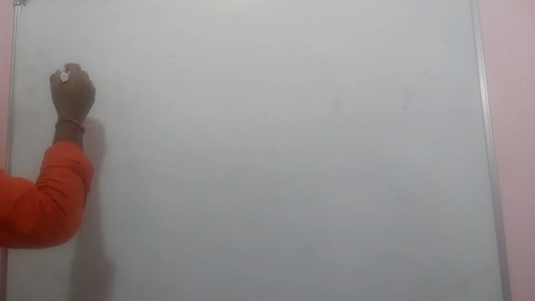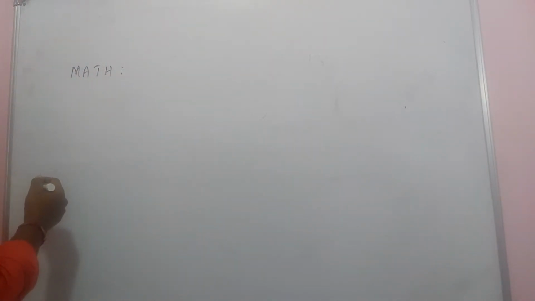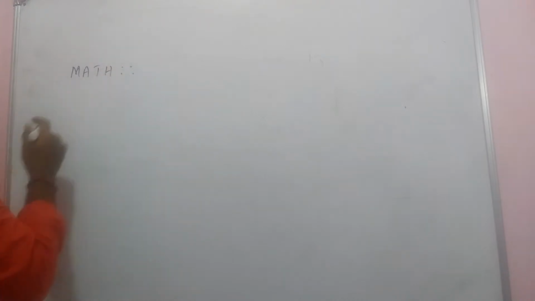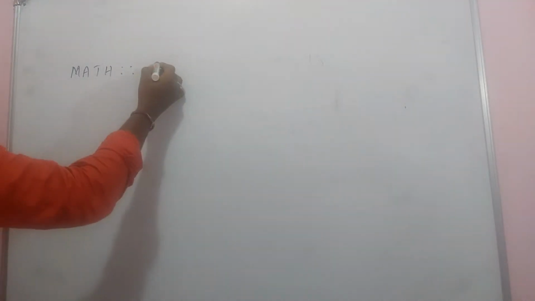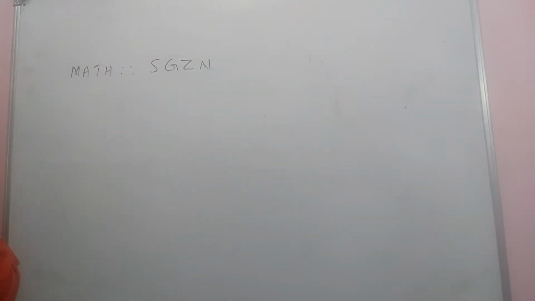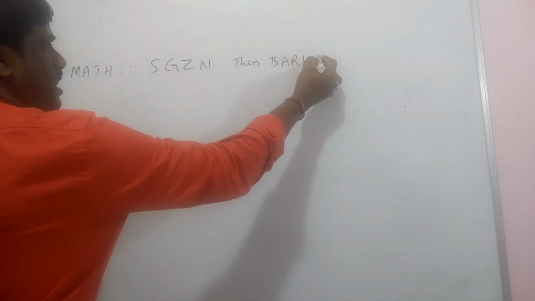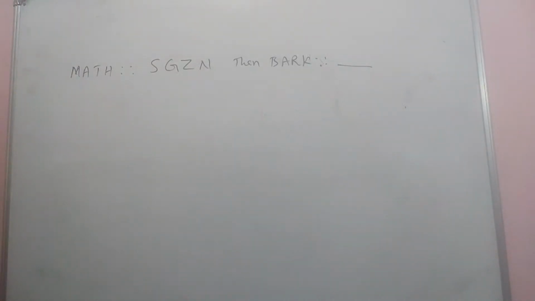Now my coding language is here. Math is coded as SGZN. Then BARK is coded as what? Mass is coded as like this. Then BARK coded as what? You want to know this?